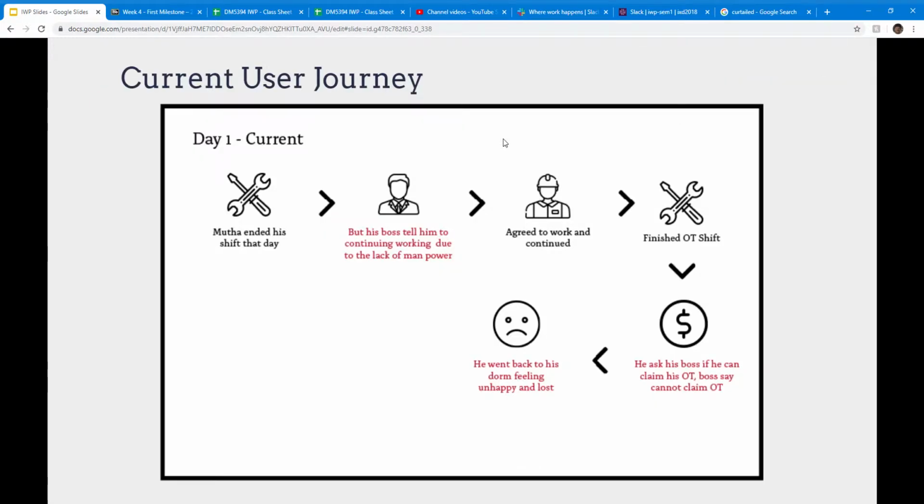So this is the current user journey. Muthu ended his shift that day, but his boss told him to continue working due to the lack of manpower. He agrees and continues to work. After he finished his OT shift, he went to his boss and asked if he can claim his OT. The boss said he can't claim his OT. He went back to his dorm feeling unhappy and lost.